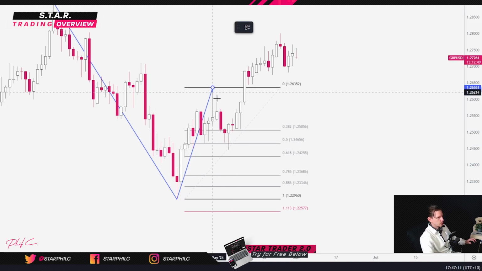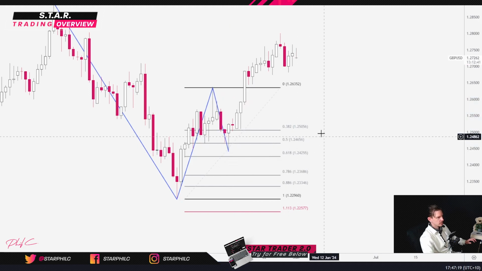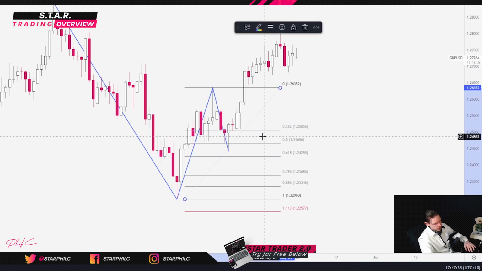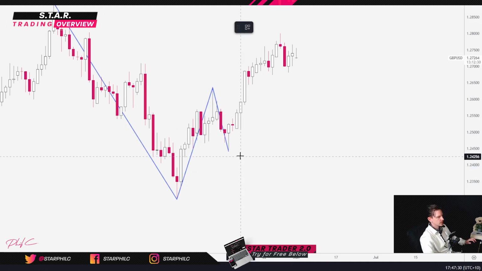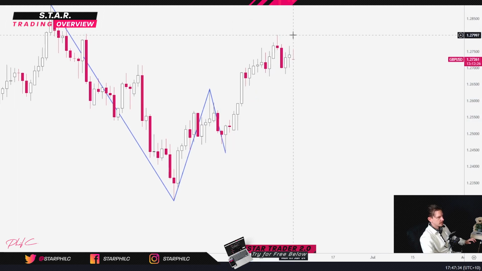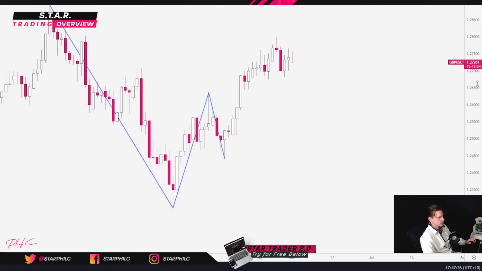So we have a pullback all the way into, so here's our 382. We hit that. That's the minimum. And then we come all the way down to a 50%. So we got a 50 and a 50. Criteria 1 and 2. Now we're looking for number 3, right? So we need a CD completion from this move all the way up into an 886 Fibonacci retracement.